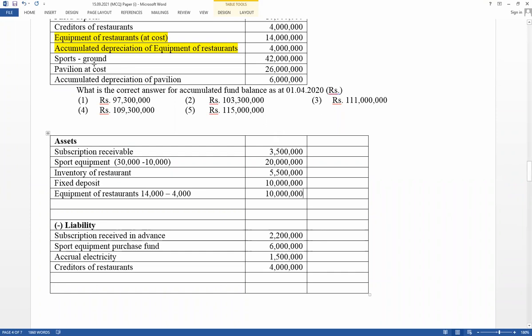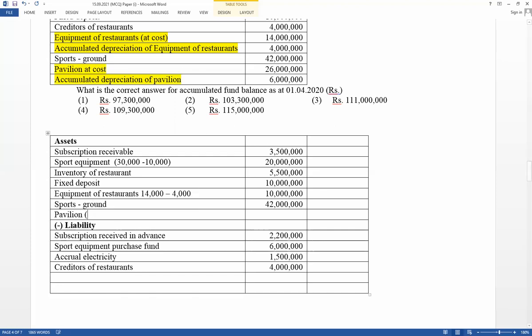Then sport ground and pavilion. The sport ground given is also an asset, 42 million. As well as the pavilion, it is given with cost and accumulated depreciation separately. Also the net book value should be recorded. Given the cost value as well as accumulated depreciation separately, but you have to record net book value. Cost minus accumulated depreciation.